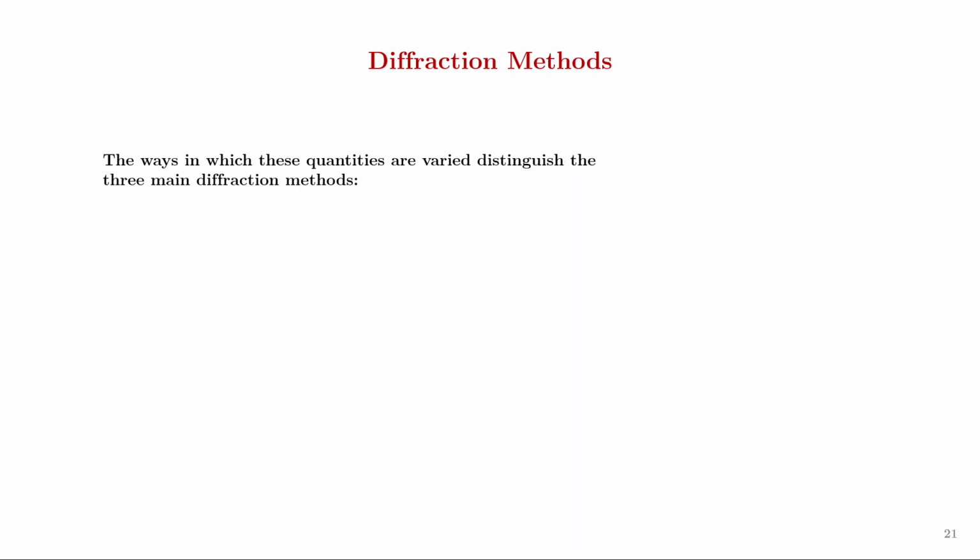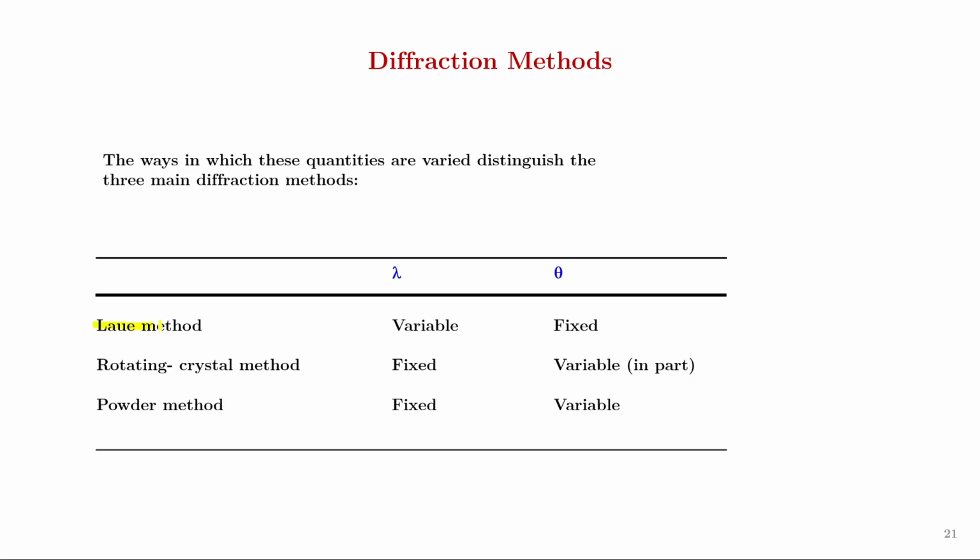The ways in which these quantities are varied distinguish the three main diffraction methods. In the Laue method, we vary lambda and fix theta. In the second method, the rotating crystal method, we fix lambda and vary theta in part. In the third method, which is the powder method, lambda is fixed whereas theta is variable.